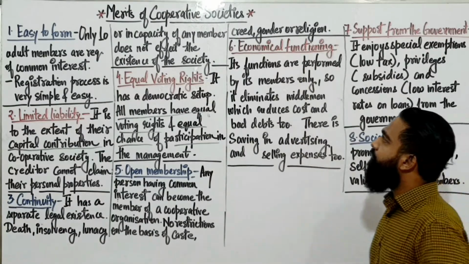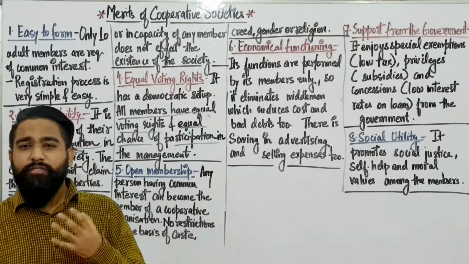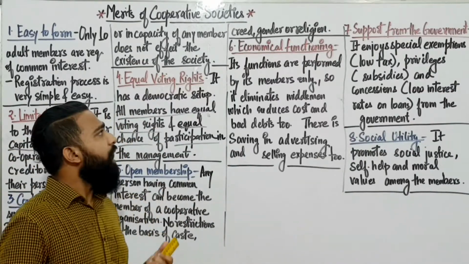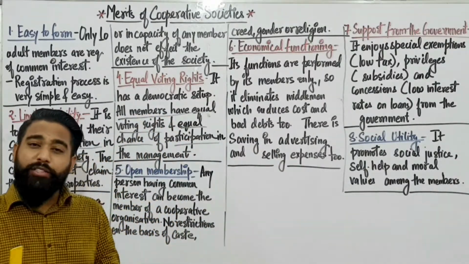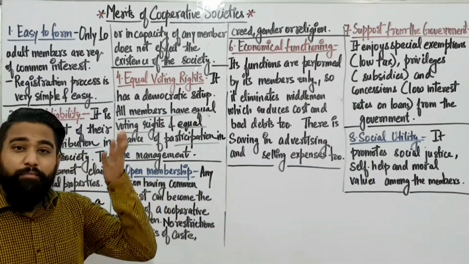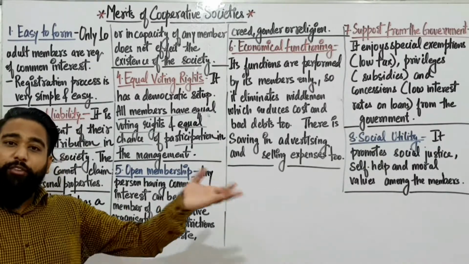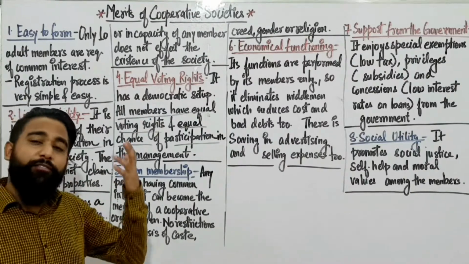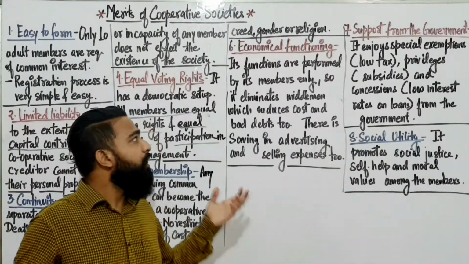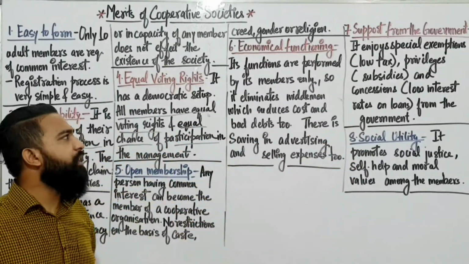Now the sixth one, which is economical functioning. It saves lots of money. How? Its functions are performed by its members only. So they are saving lots of money. They don't have to give salaries, they don't have to appoint professionals, and they don't have to employ people. They save the money because the members are the persons who are performing the duties.